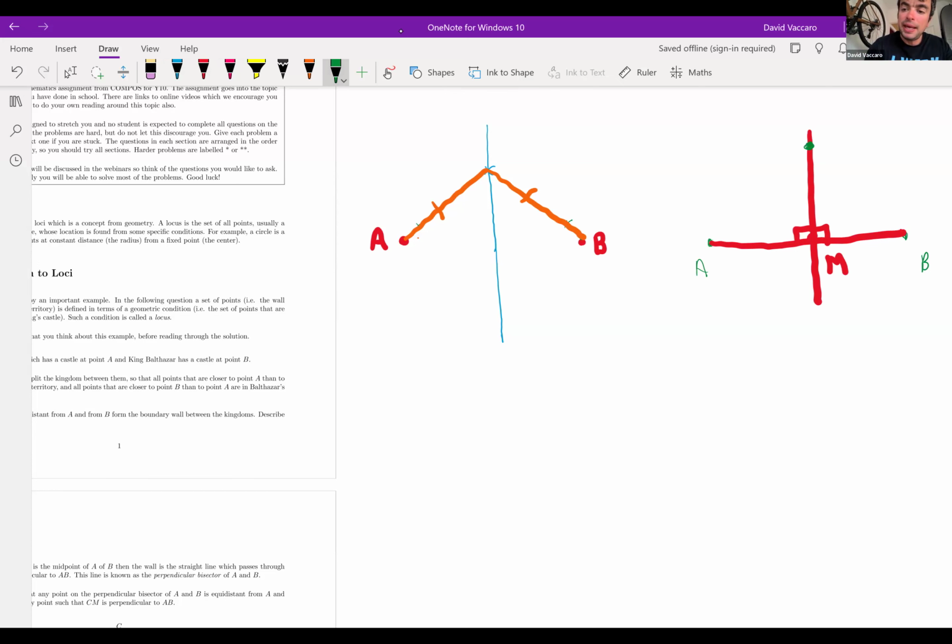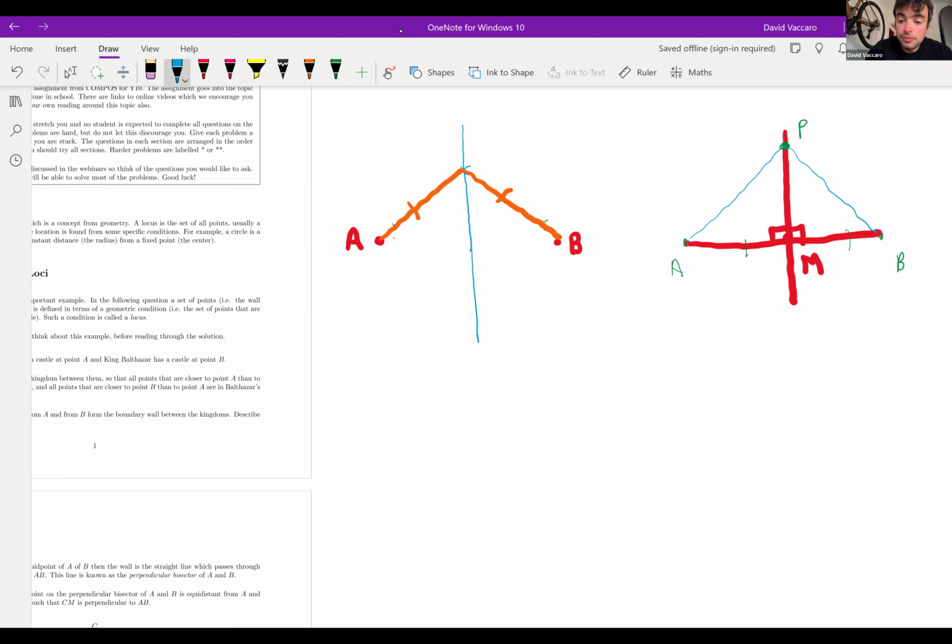If I now take P as any point on the perpendicular bisector, let's consider the length of AP and the length of BP. Well, by Pythagoras, AP squared is clearly AM squared plus MP squared. Okay.